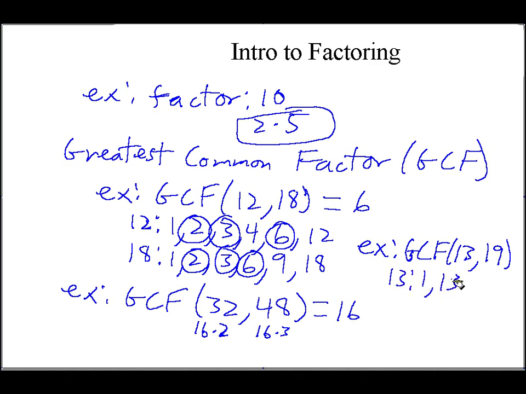1 and 13 here, so that's a prime number, right? 19 is also a prime number. That means what? Prime number means what? It means that the only factors of it are 1 and itself. All right, so 1 and 19, so the only common one is what? 1. So in this case, the answer is 1 here.